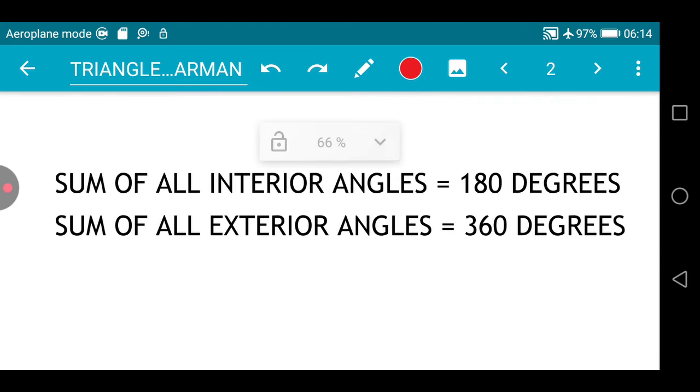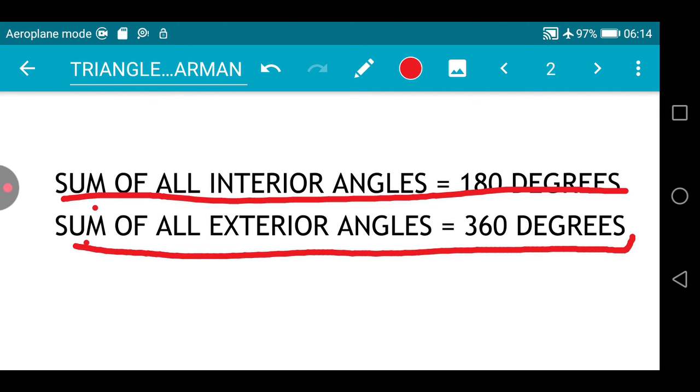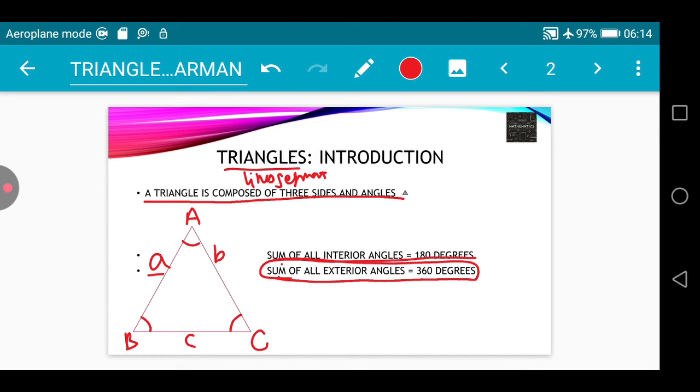You should already know that the sum of all interior angles in a triangle is 180 degrees, and the sum of all exterior angles of any polygon is 360 degrees. This we all know. We have already known that a triangle is composed of three sides and three angles. So you can copy or take a screenshot for your notes, or I will put these notes in the description of this video.